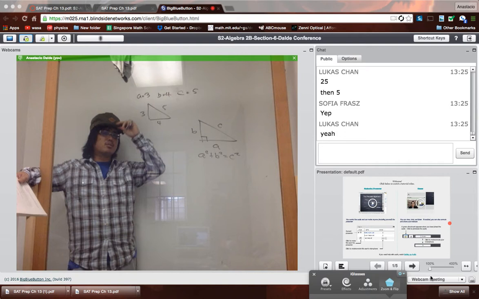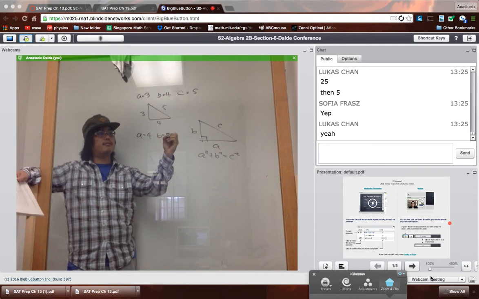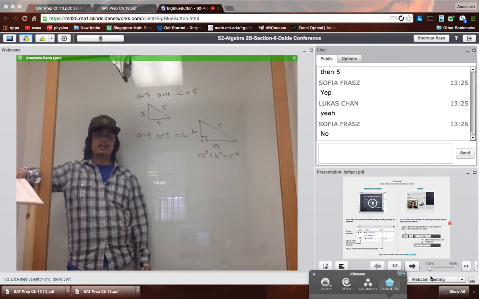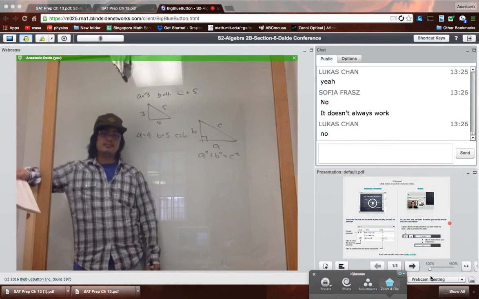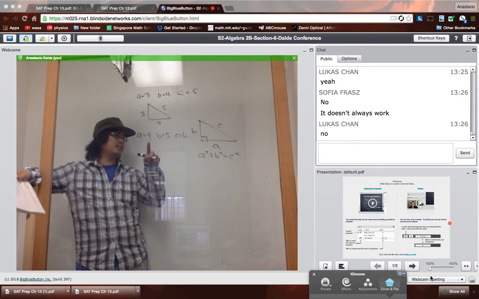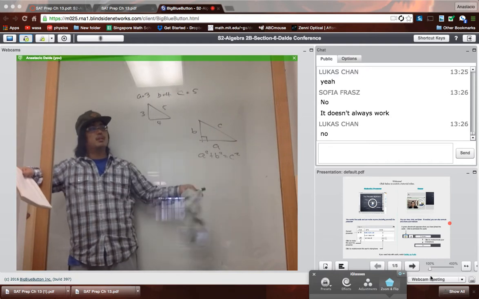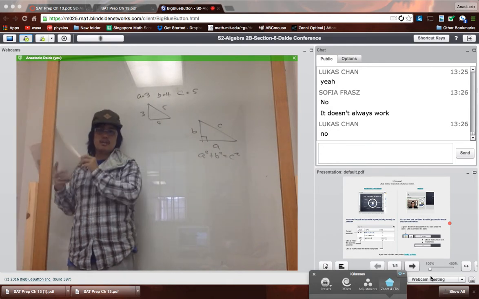Now, this doesn't always work. For example, if A were 4 and B were 5, would C be 6? A 4, 5, 6 triangle? Hey, a 3, 4, 5 worked. No, it doesn't always work. Let's see. 16 plus 25 is not 36. So it doesn't work in this case. I want you to recognize the 3, 4, 5 triangle. You think you've got the 3, 4, 5 triangle?